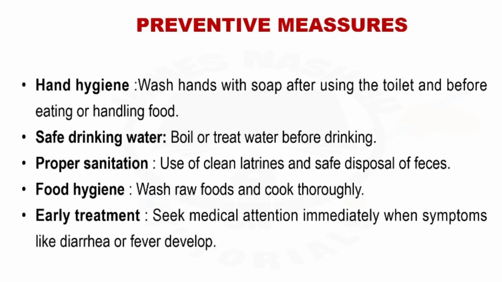Let's talk about the preventive measures. How can we prevent dysentery? You can prevent dysentery through hand hygiene. We said this bacteria or amoeba can be transmitted through hands. So you have to make sure that you wash hands with soap after using the toilet and before eating or handling food.